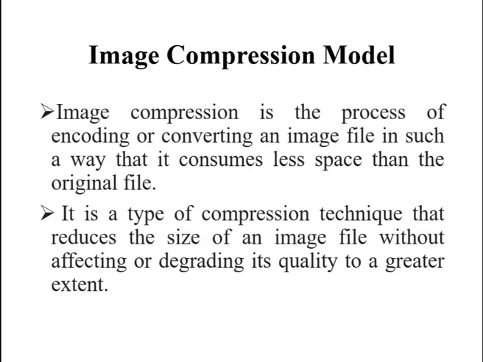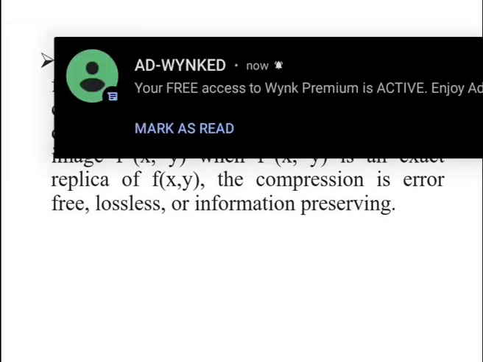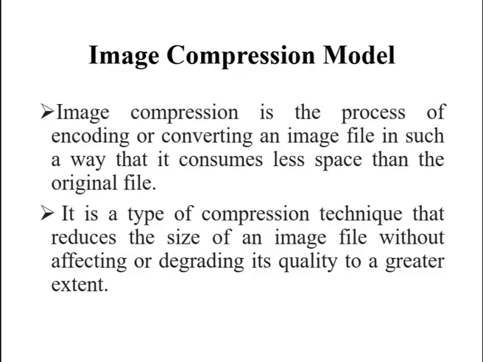In still image applications, the encoder input and decoder output are f of x comma y and f bar x comma y respectively. In video applications, they are f of x comma y comma t and f bar x comma y comma t, where the discrete parameter t specifies time. In general, f bar x comma y comma t may or may not be an exact replica of f of x comma y comma t. If it is, the compression system is called error-free, lossless, or information preserving. If not, the reconstructed output image is distorted and the compression system is referred to as a lossy compression system.